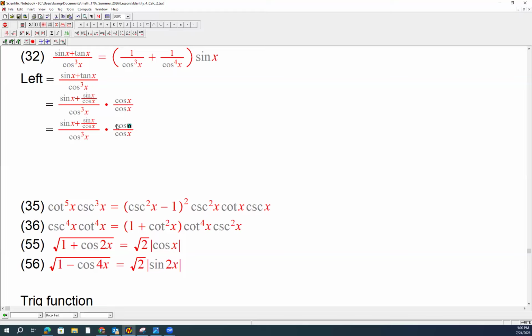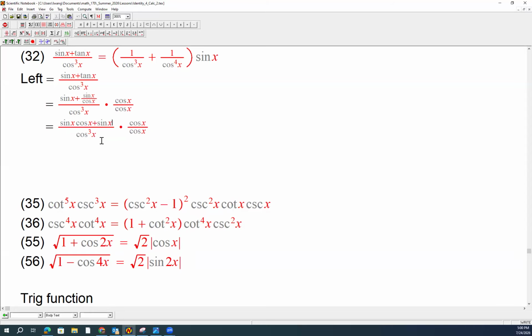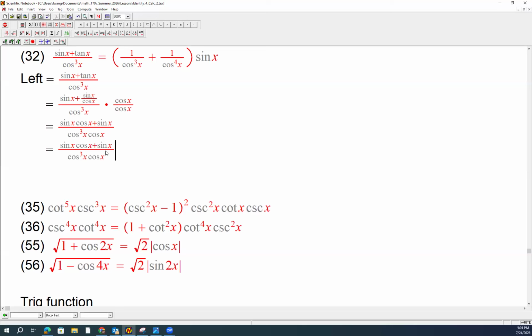As a result, cosine times sine, so this time we're going to get sine times cosine. And in this piece, we just have sine left. The denominator is just another cosine. Now we're going to factor out the sine on the top. So bring the sine outside and put it on the sine x. We got the sine x outside. And the denominator, of course, is the cosine to the power of 4.